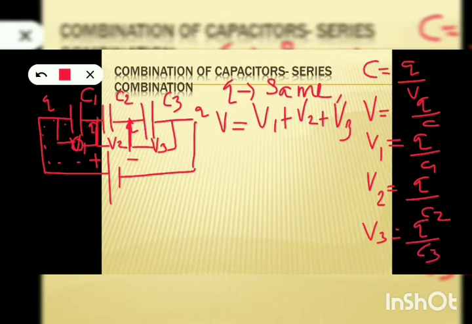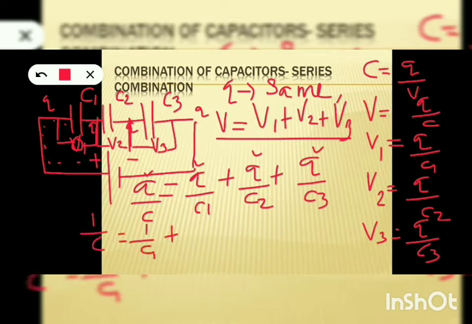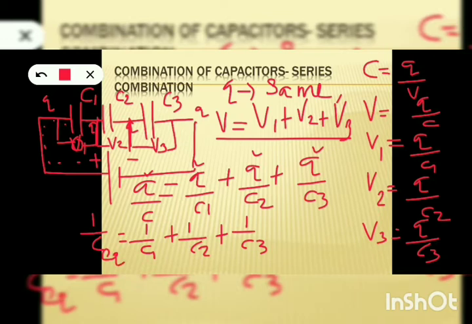Okay, so substitute the expressions for V, V1, V2, V3 in this equation. Instead of V, we can write Q by C equal to, V1 is Q by C1, V2 is Q by C2, V3 is Q by C3. Now this Q is a common factor, so it will cancel on both sides. Then we have 1 by C is equal to 1 by C1 plus 1 by C2 plus 1 by C3. This 1 by C means it is the equivalent capacitance.